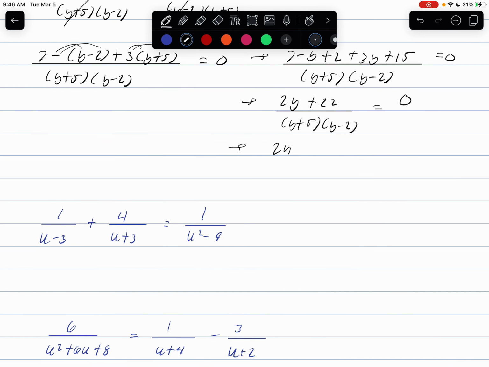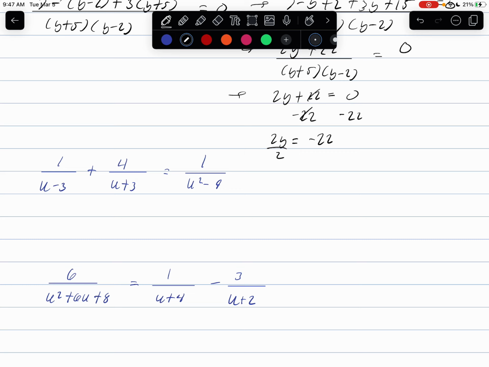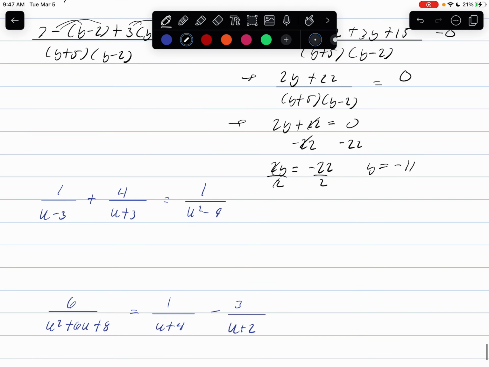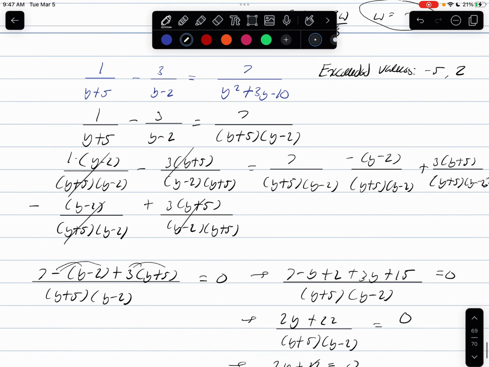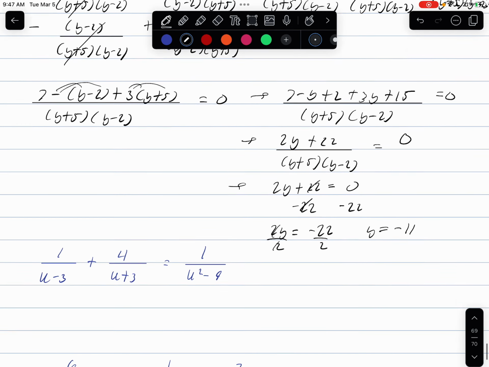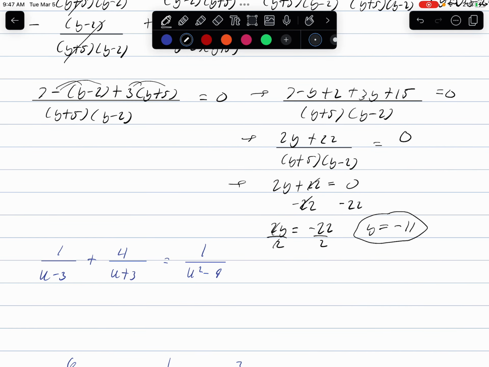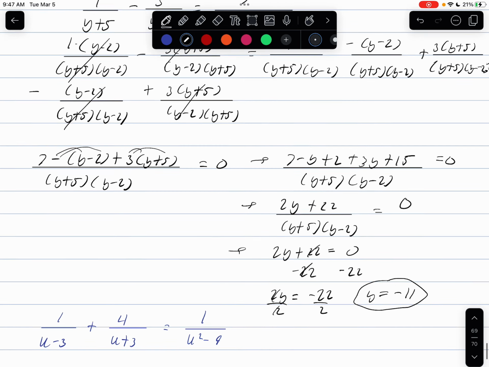So here we have 2y plus 22 is equal to 0. If we take 22 away from both sides, we get 2y is equal to negative 22. If we divide both sides by 2, we get y equals negative 11. Okay? And I must say that was not one of our excluded values, so y equals negative 11 is completely and totally permissible.